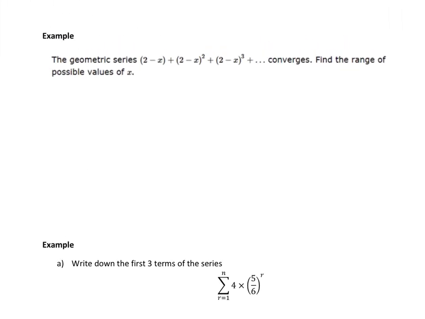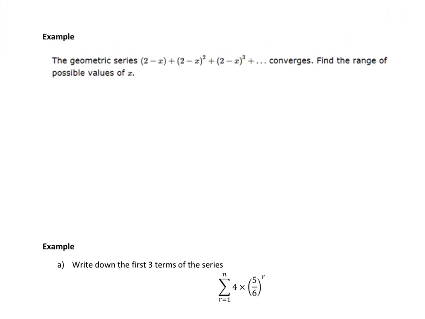Okay, let's look at another one. The geometric series (2 minus x) plus (2 minus x) squared plus (2 minus x) cubed converges. So I know it's geometric, and I know it converges. Find the range of possible values of x. Range suggests an inequality. Well, let's write down first of all: the first term is 2 minus x, and the common ratio is 2 minus x as well.